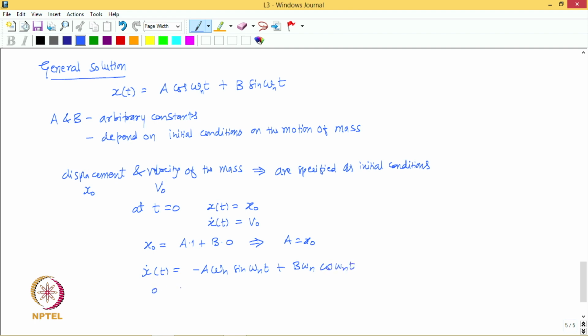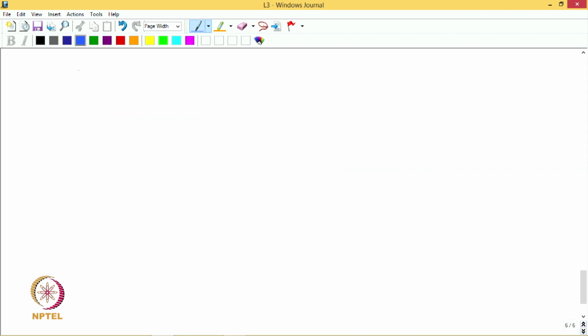And now if you impose the second condition, which is v naught is equal to this, the first term would be 0 at t is equal to 0, and this would be B omega n. So this leads to B is equal to v naught by omega n, and hence the solution due to the initial displacement and velocity can be written as x naught cos omega n t plus v naught by omega n sin omega n t. This is nothing but the general solution of the system under free vibration.